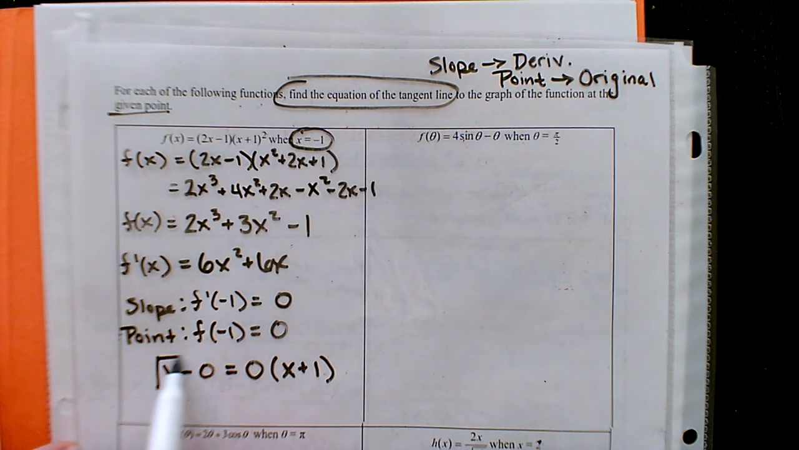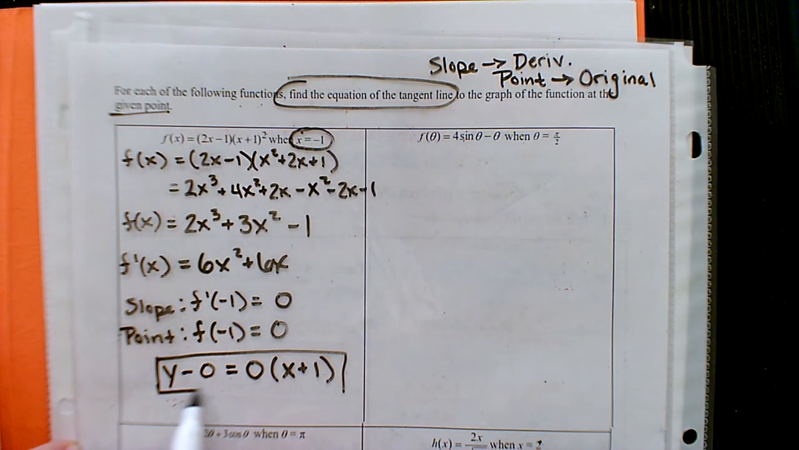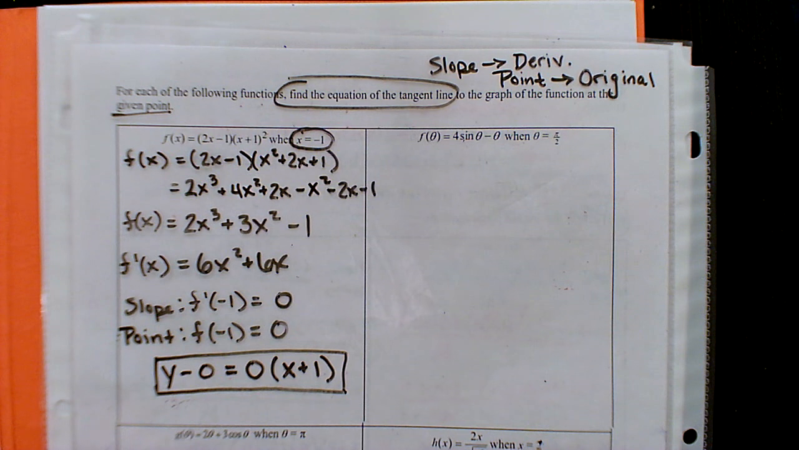You can leave your answer just like that. If you wanted to rewrite it in slope-intercept form, you could do that too. Completely up to you. Do we want to leave it like that? Is point-slope kind of becoming our friend? Nice and easy?